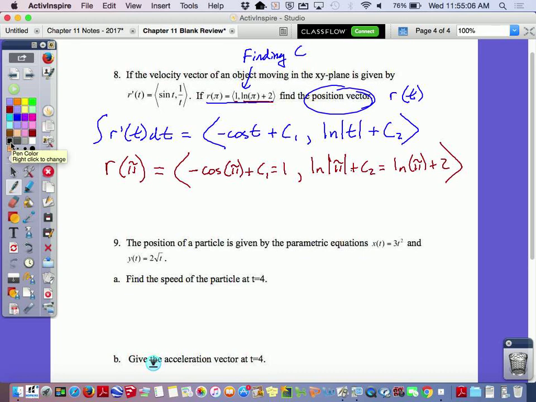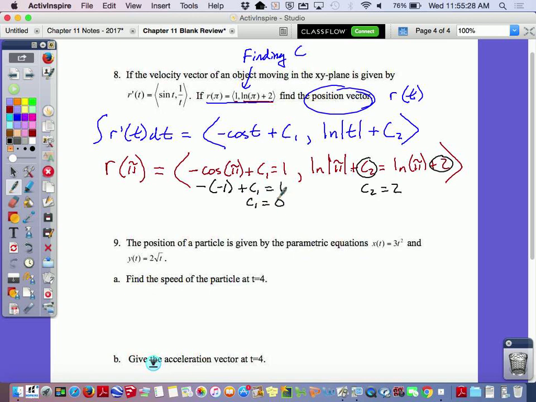So over here, I think it's pretty clear. C sub 2 is equal to 2. That has to be the case because it's just ln of pi equals ln of pi. Over here, cosine of pi is negative 1. So I'd have a negative times negative 1 plus c sub 1 equals 1. That means c sub 1 has to equal 0.